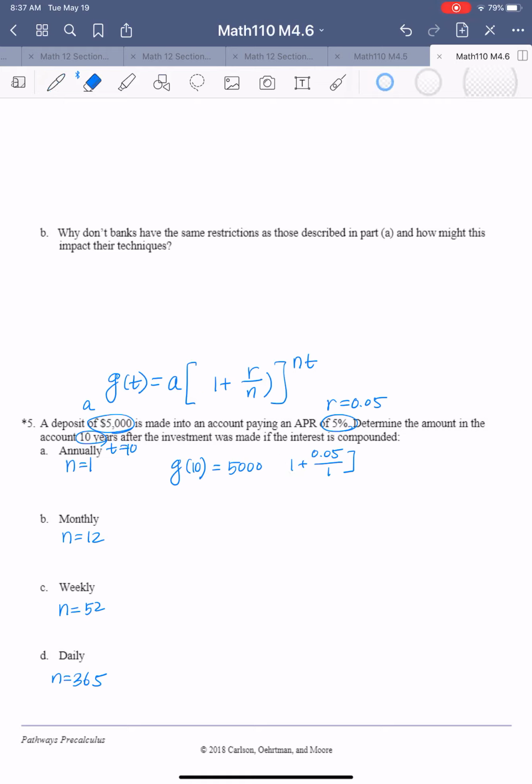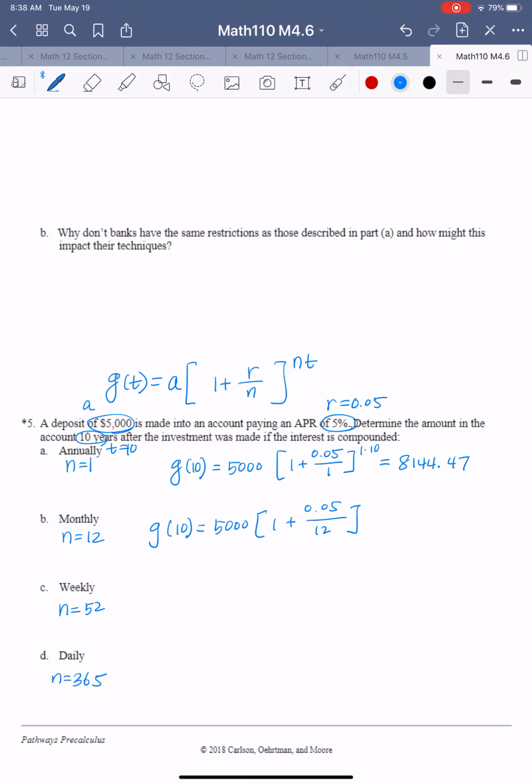Sorry about that. Okay. And then 1 times the 10th power, which becomes $8,144.47. Now the monthly, about 10 years, 5,000. 1 plus 0.05, but it's going to be 12 times a year. So 12 times 10 power, I got $8,235.05.